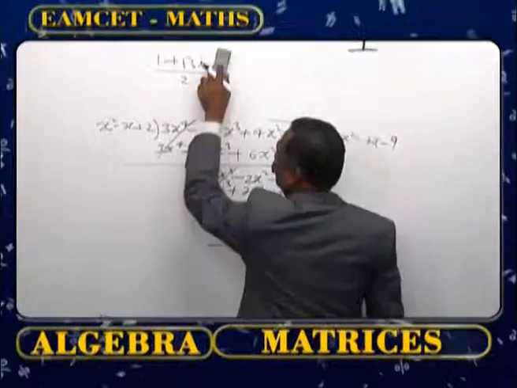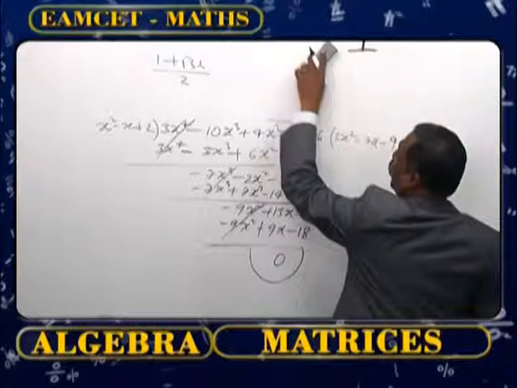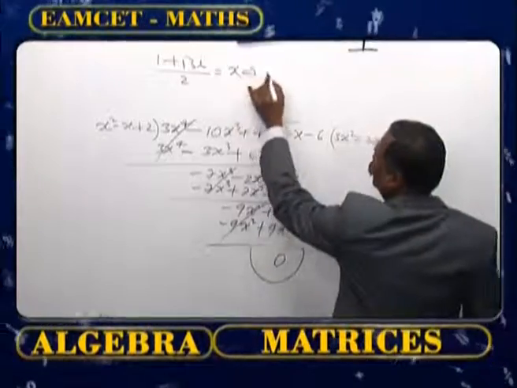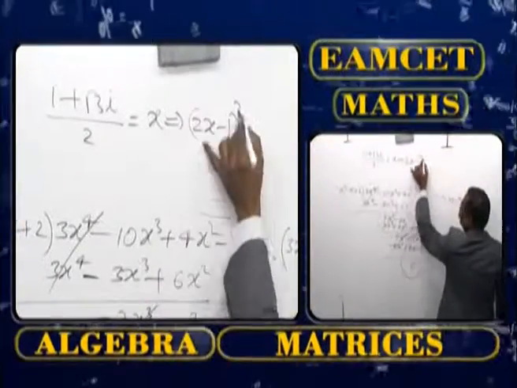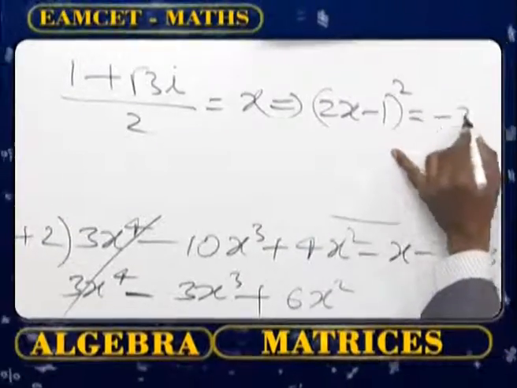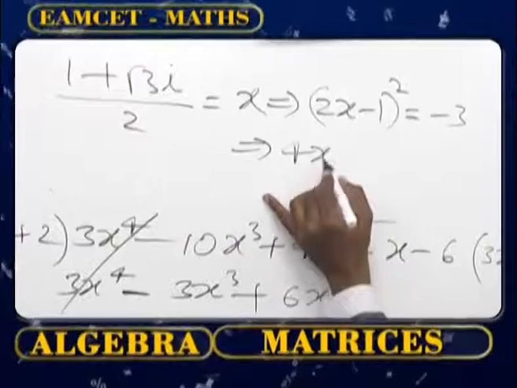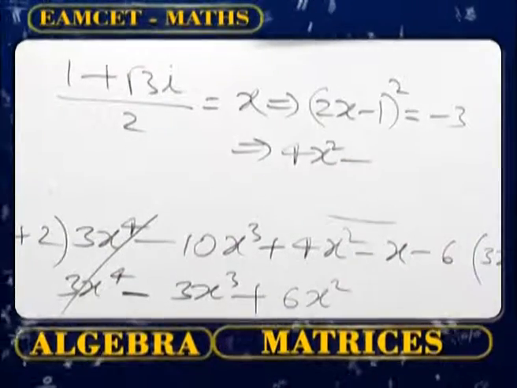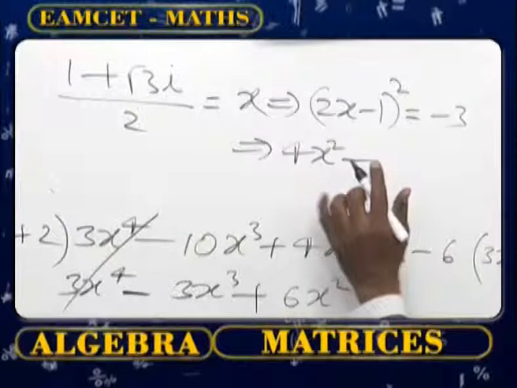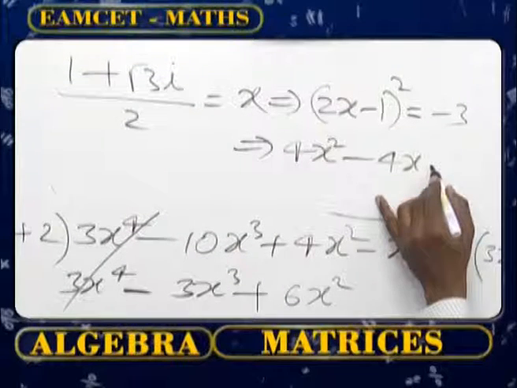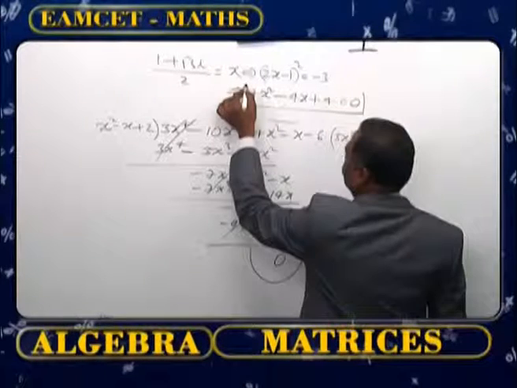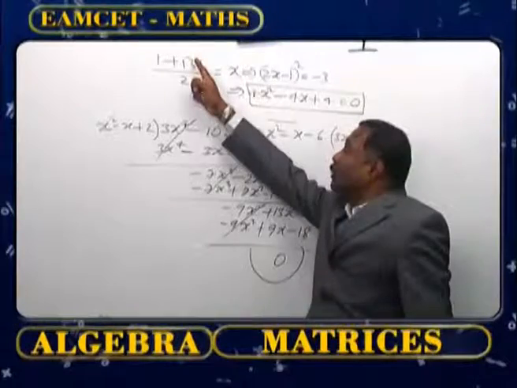I'll explain in another way. This is x. I'm writing it in this way. 2x minus 1 whole square is equal to root 3i whole square. Root 3i whole square is 3i square, and 3i square is nothing but minus 3. So it is 4x square minus 4x plus 1 plus 3, plus 4 equal to 0. This must be the equation. Somewhere we have gone wrong in writing the equation.